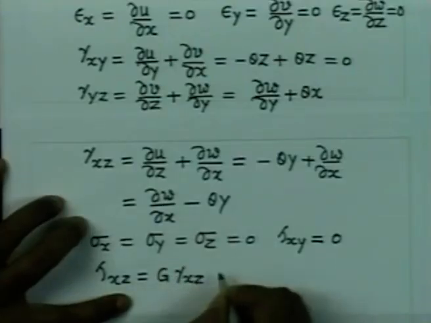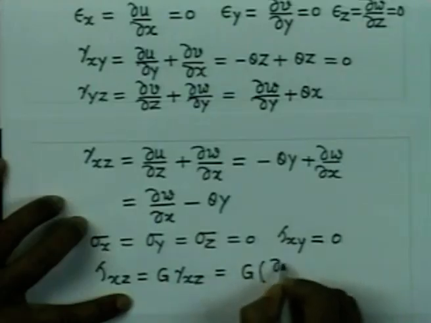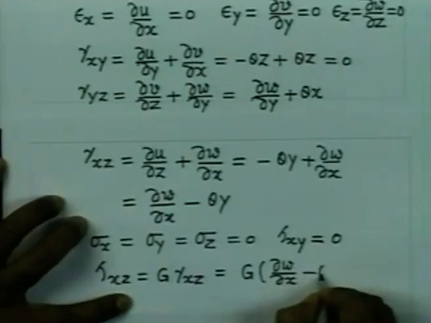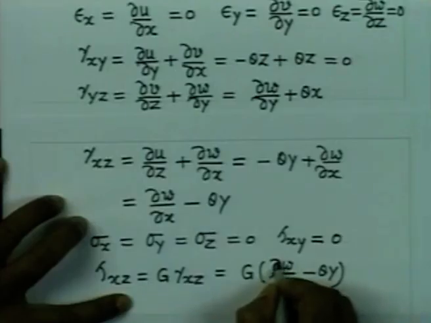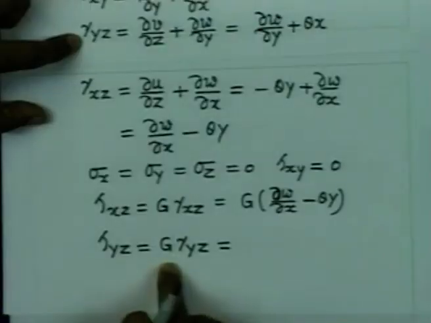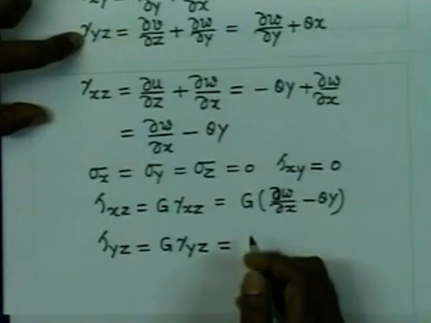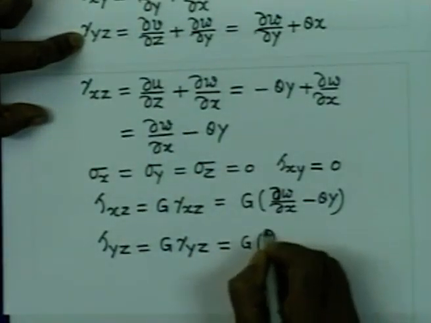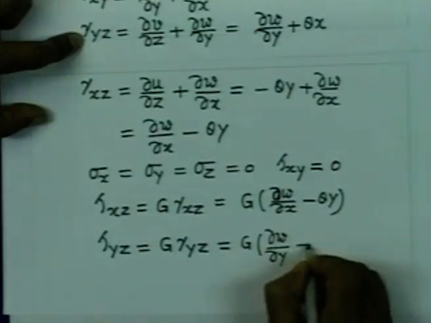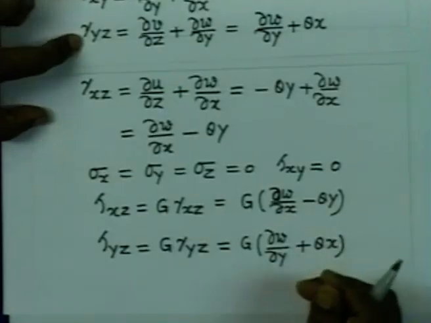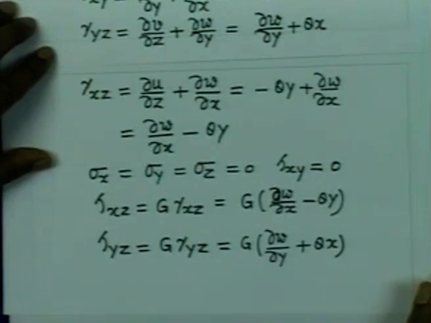And the stress tau xz is equal to G into gamma xz. So, therefore, it should be G into delta w delta x minus theta y, that is the stress xz, and then tau yz is equal to G into gamma yz, and when you substitute the value it gives us G into delta w delta y plus theta x. So, these are the only two non-zero components of stresses in a problem of torsion of non-circular section.